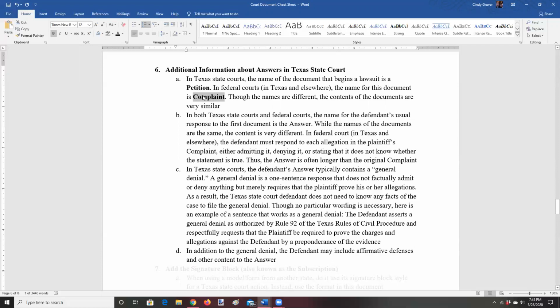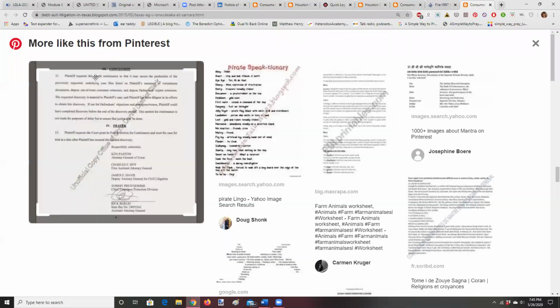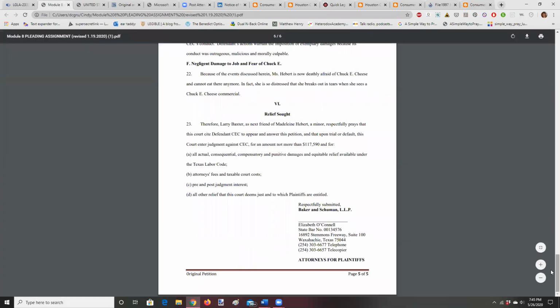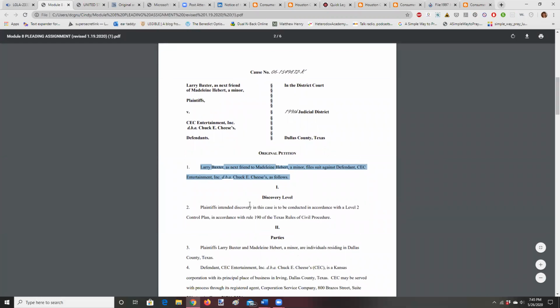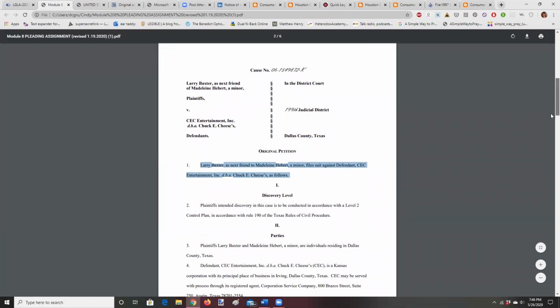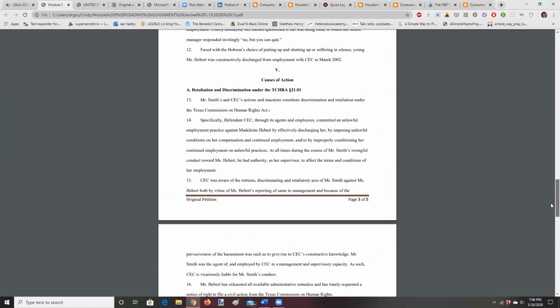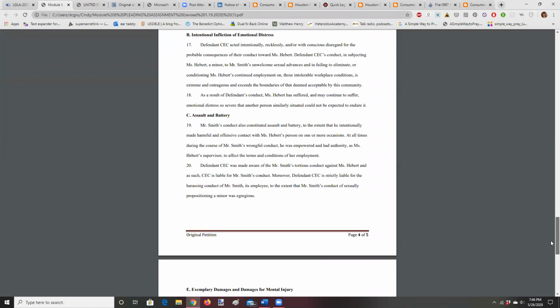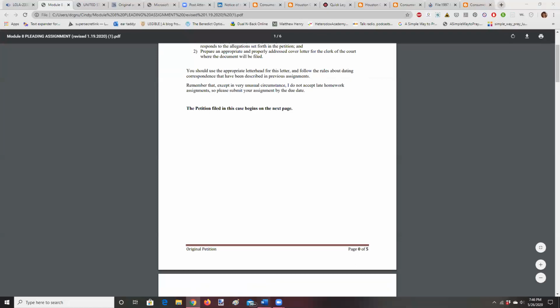Even though the names are different, for the most part the contents of the document are very, very similar. You're going to have the same content. I mean, there's a few details that are different. For example, in this document here, in a federal court, you wouldn't have something called discovery level. But other than this, it would be almost exactly the same format. This looks very similar to what you would have in a federal court. So the documents are very, very similar.